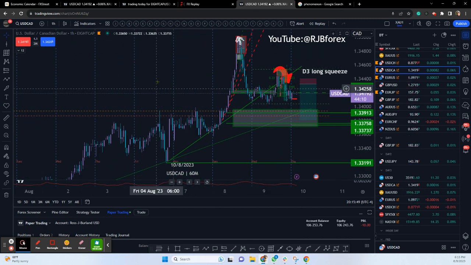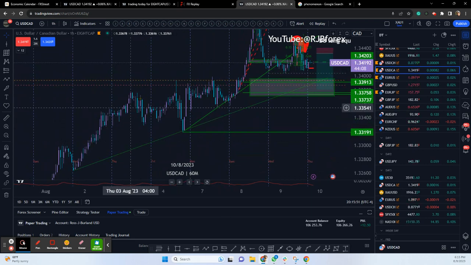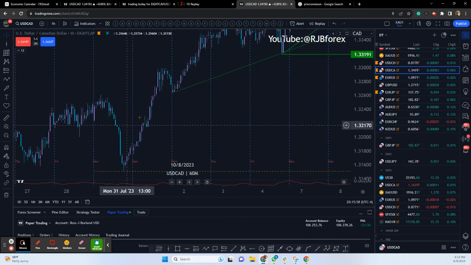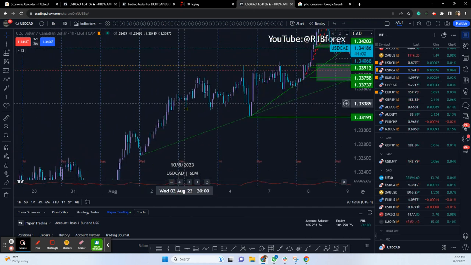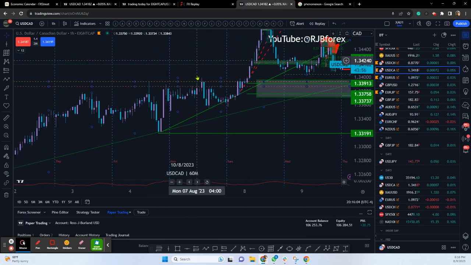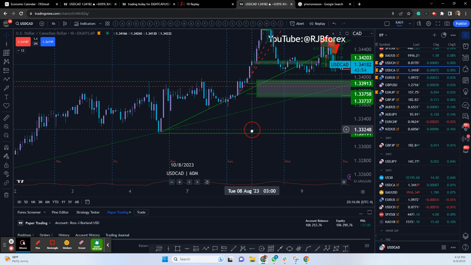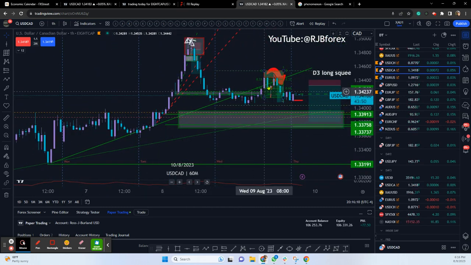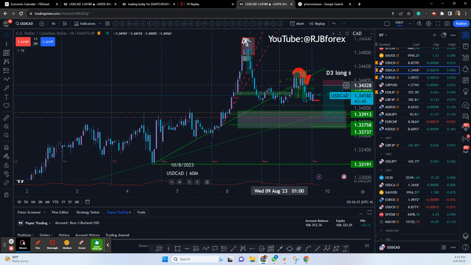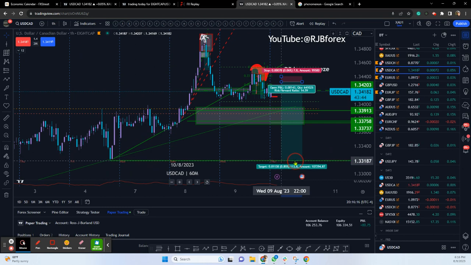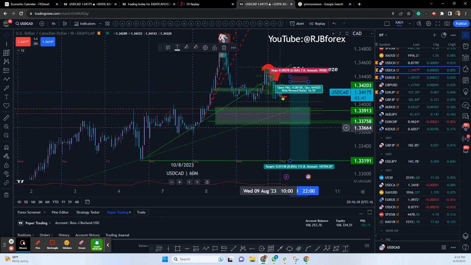Now, if we count how many days of breakouts we've got in the market, lots. 1, 2, 3, 4, 5. There's a lot of length in this market, so potentially we're coming down heavily.